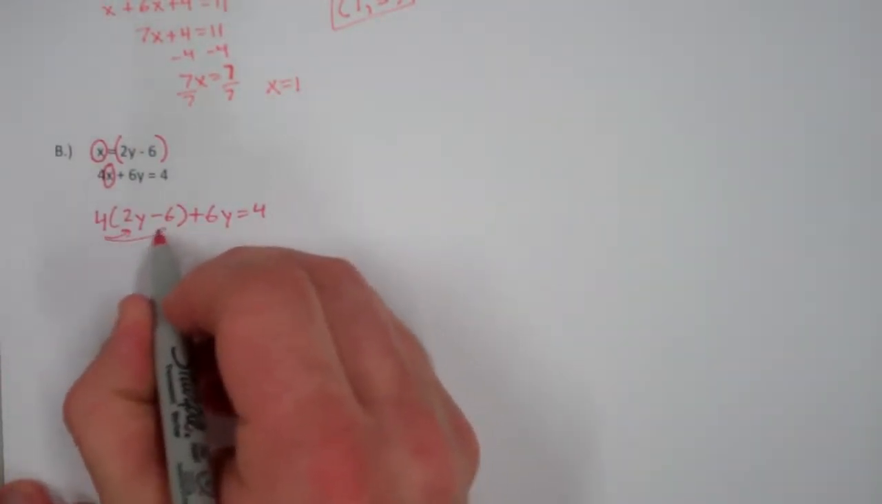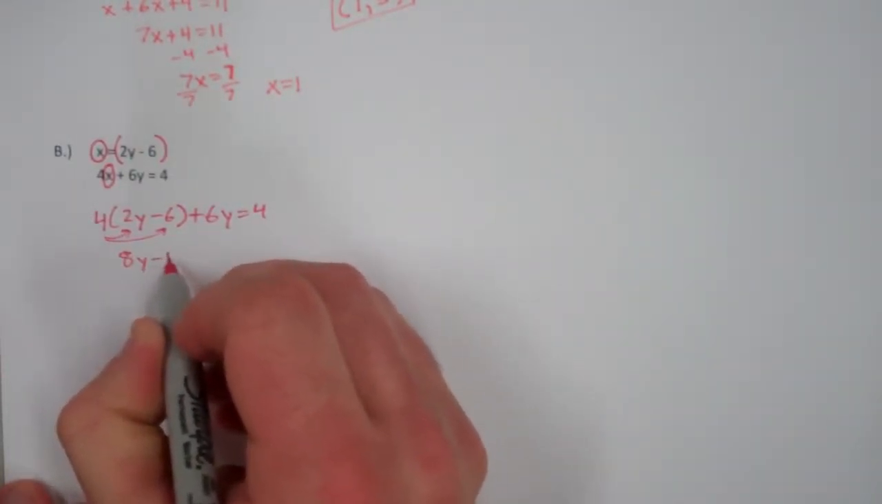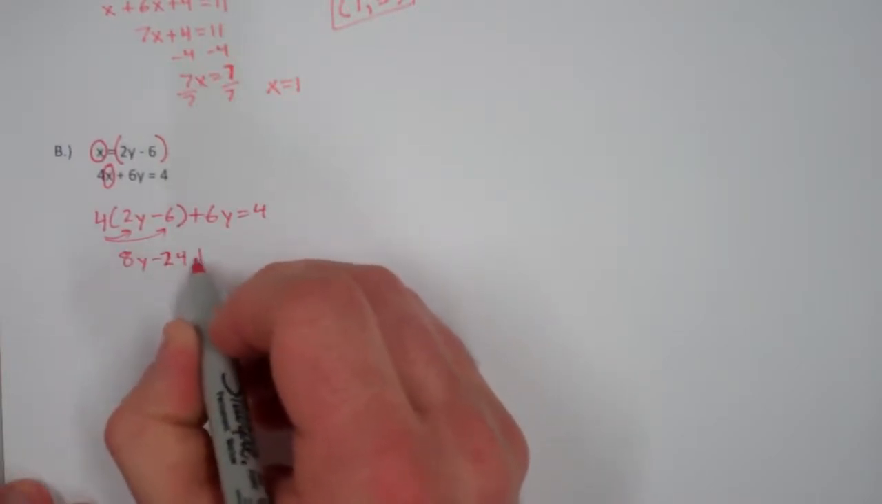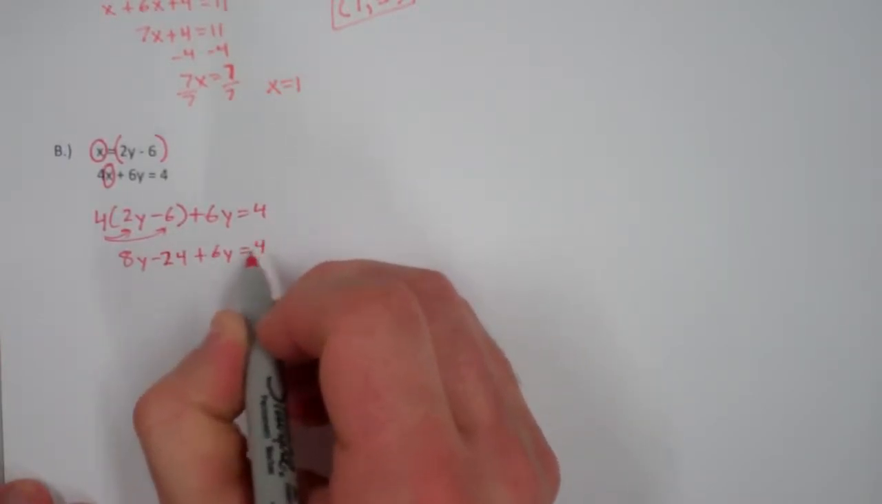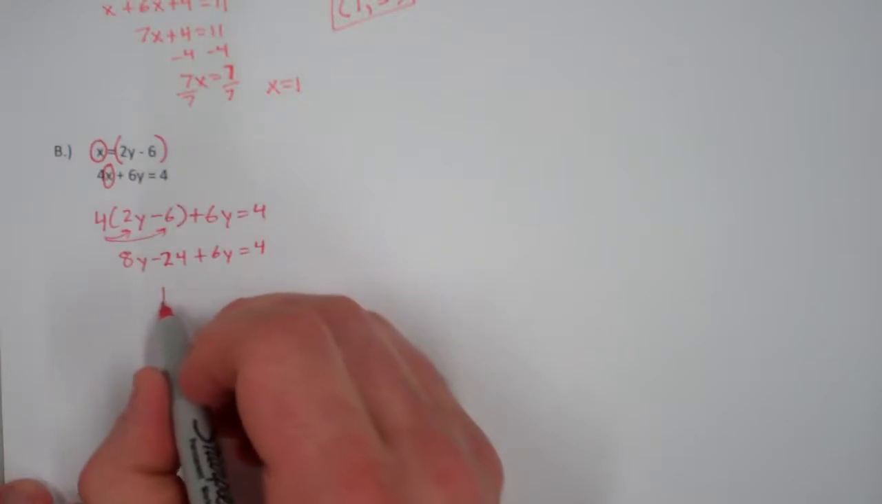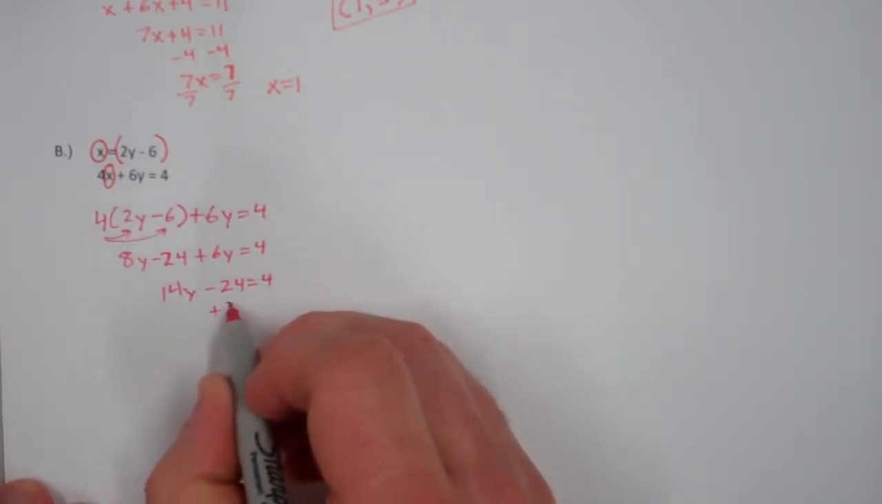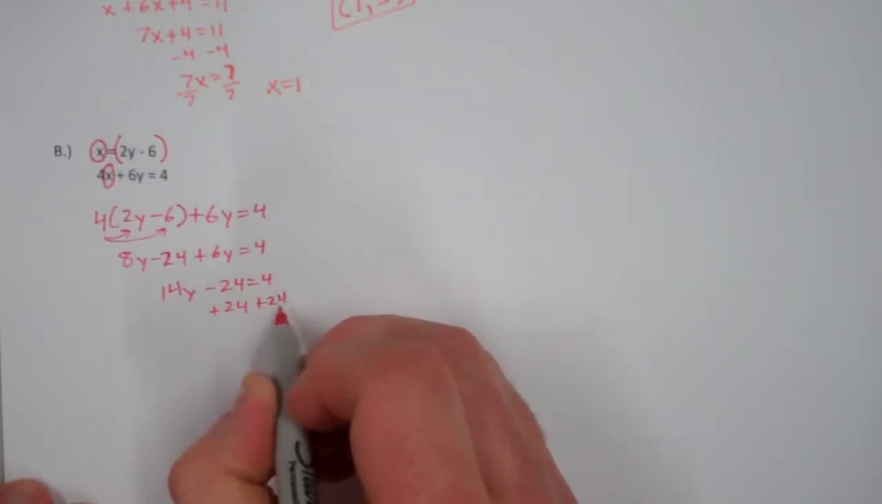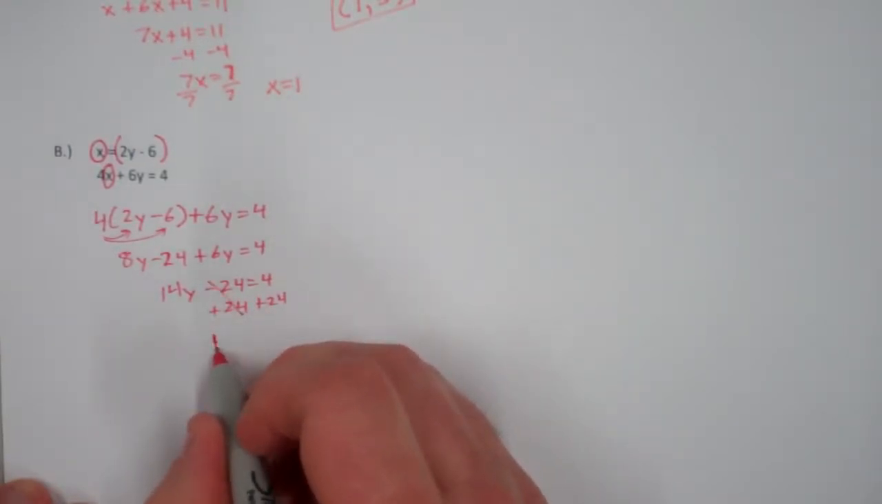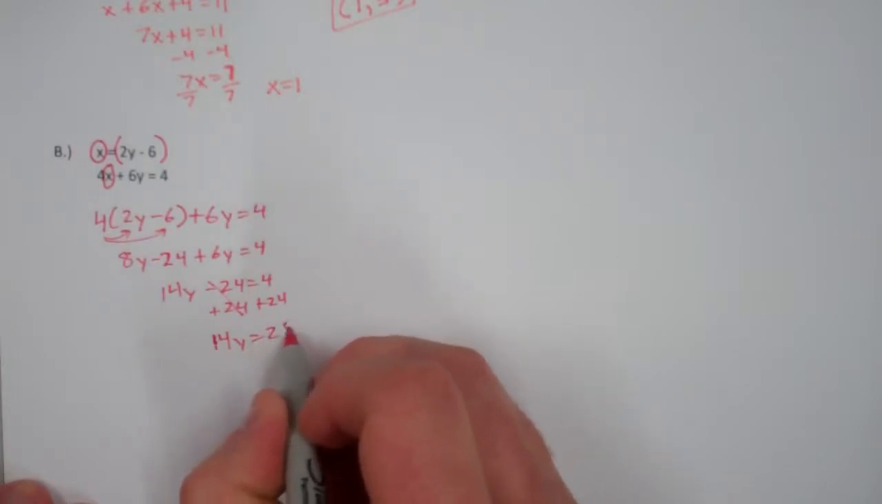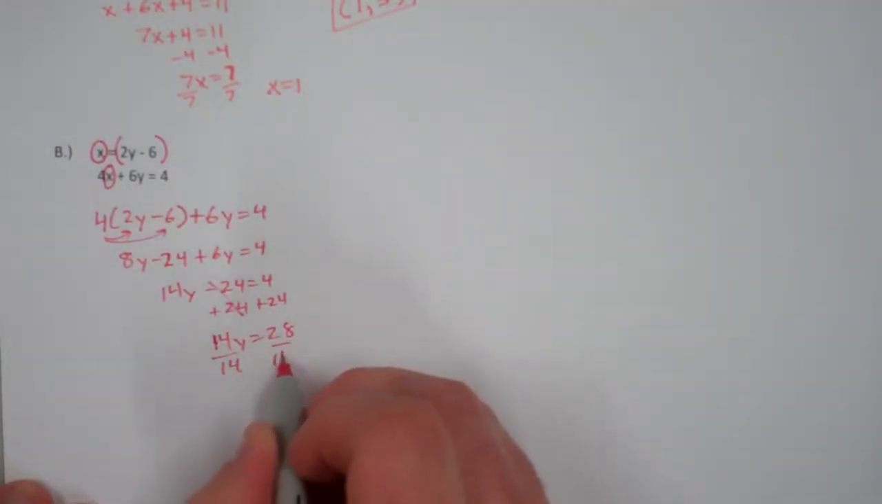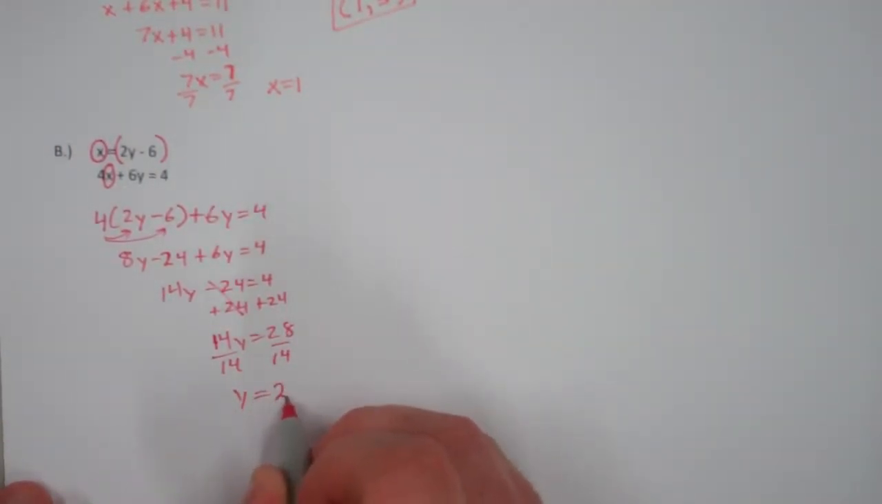We'll do the distributive property, same thing we did before. Oops, that's going to be a 24. We'll combine like terms, so 8y and 6y is 14y. We'll add 24 to each side. 14y is equal to 28. Divide by 14, and we find y to be 2.